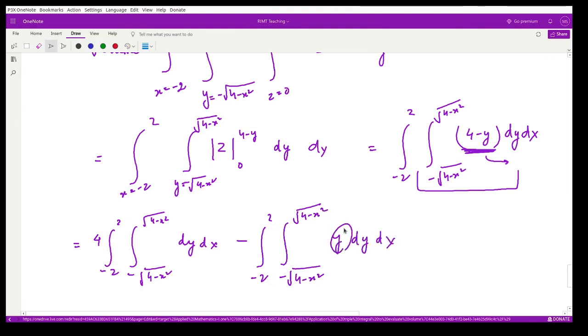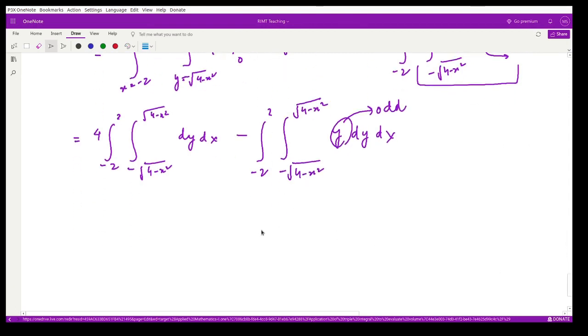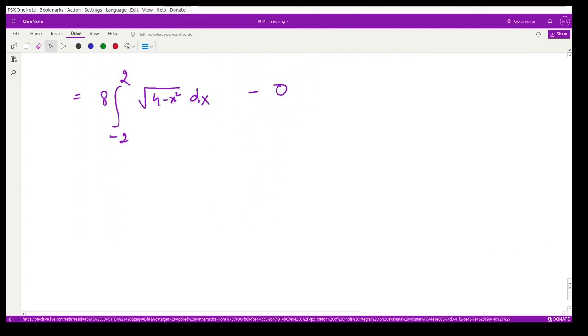Now because this is an odd function, therefore, its integration from the same limit to the same limit becomes 0. So we have this quantity and its integration would be y. So this becomes equal to 8 times the integral from minus 2 to 2 of the quantity 4 minus x square dx. And now we have to perform the integration with respect to x.